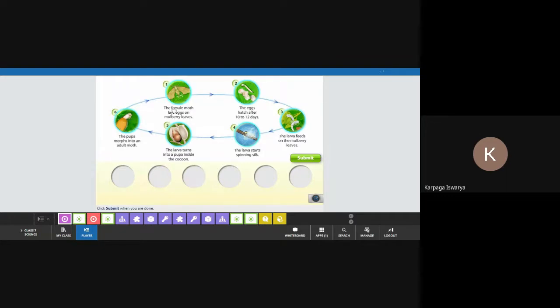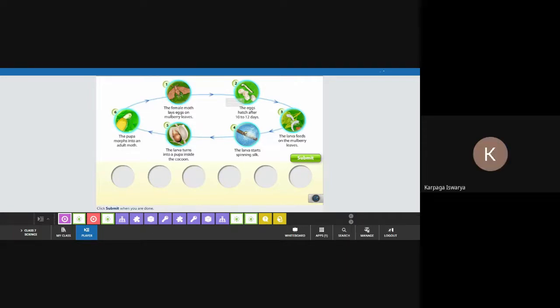You understood? First, a female moth lays eggs, and the eggs hatch after 10 to 12 days. The larva that hatches from the egg feeds on the mulberry leaves, and then this larva starts spinning itself with the silk. Then the larva turns into a pupa inside the cocoon, and finally the pupa morphs into an adult moth. You got it?